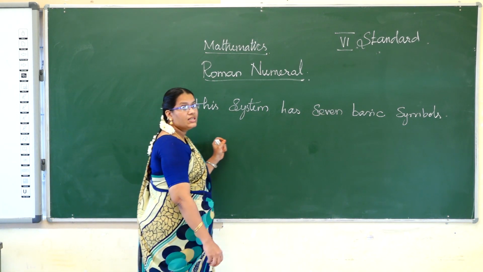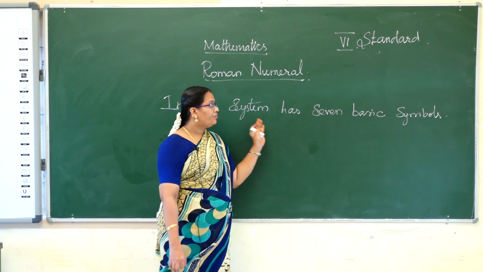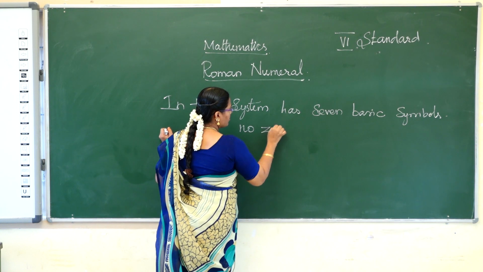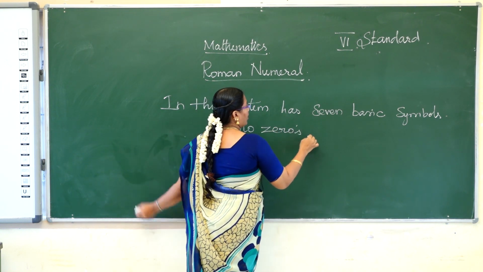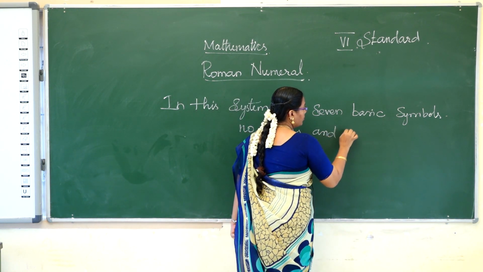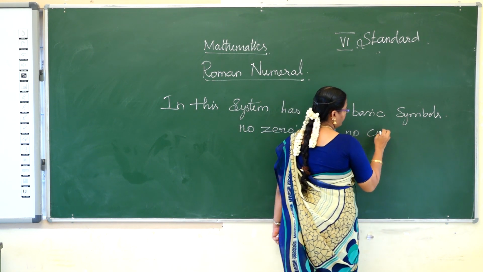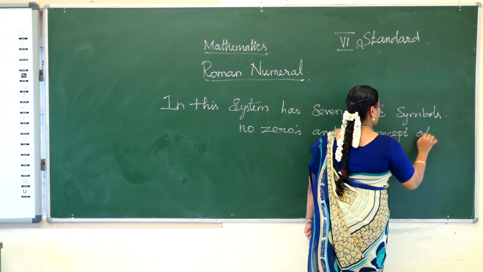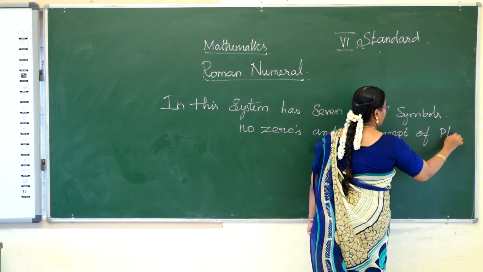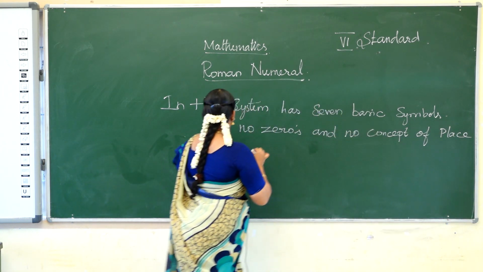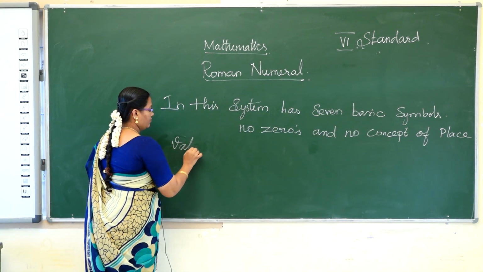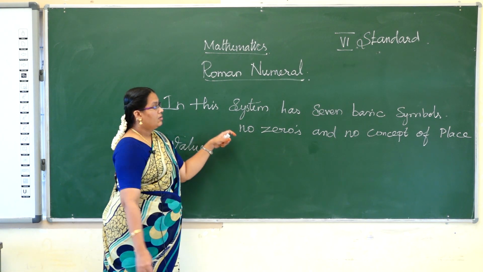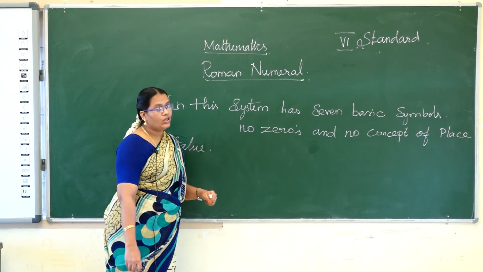In Roman numbers, there is no zero, and no concept of place value. Now see the basic symbols of Roman numerals.